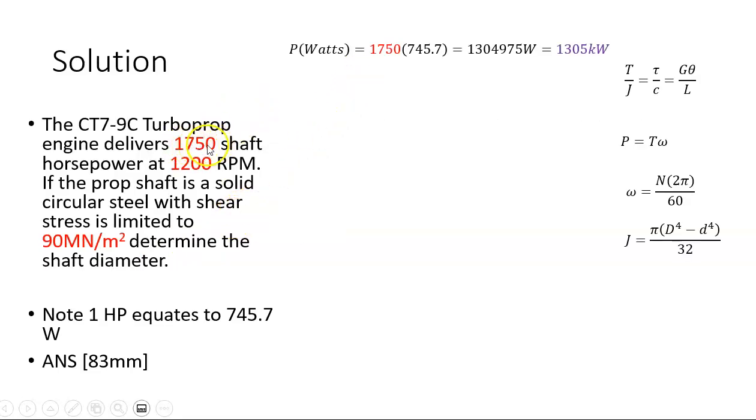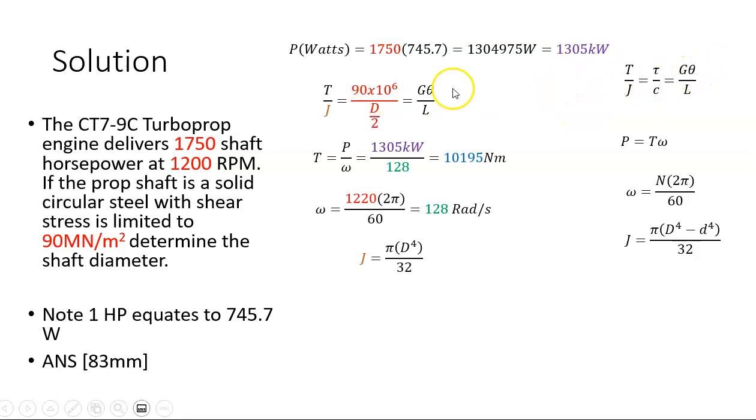We'll take this 1750 shaft horsepower, we'll multiply it by the 745.7 to convert it to watts, and that gives us, well, I've just rounded it off here as 1305 kilowatts. These are the standard formulae that we use in Torsion. We have RPM, so we have N value here of 1200, and we have tau as 90 meganewtons per meter squared.